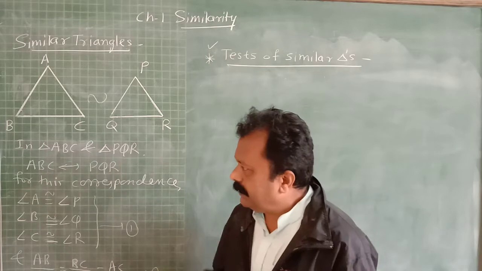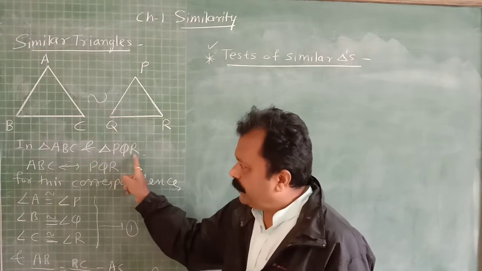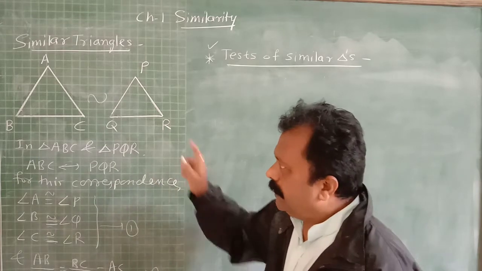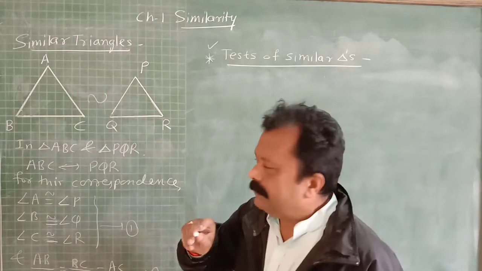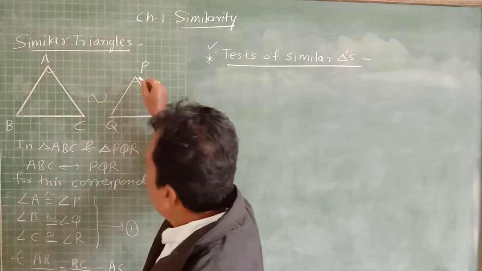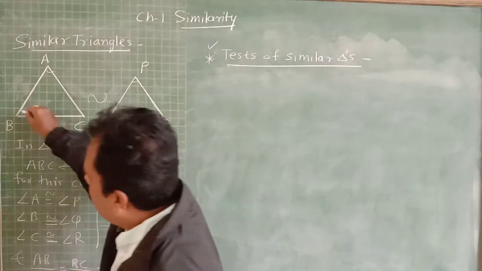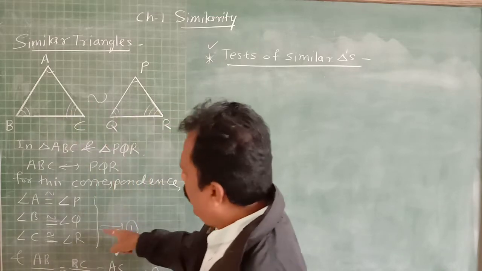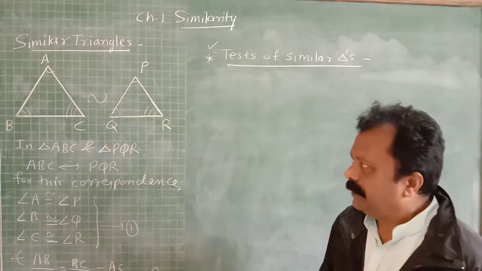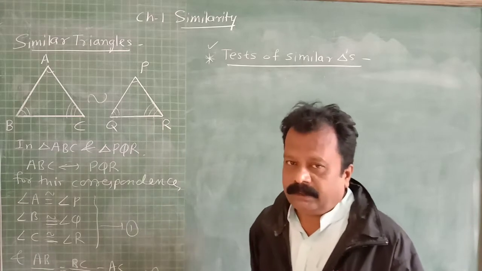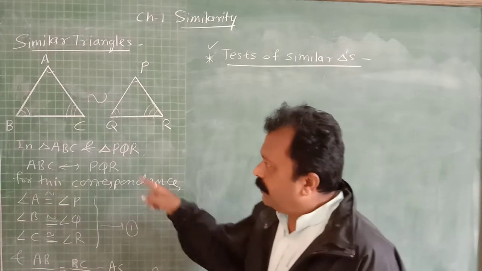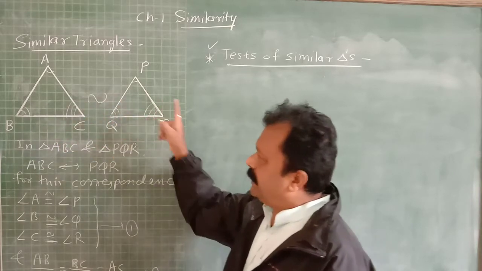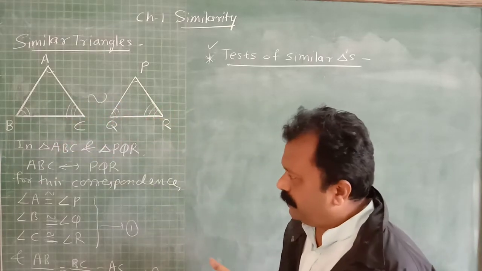Now, how to explain this? In triangle ABC and triangle PQR, ABC corresponds to PQR for this correspondence. Angle A is congruent to angle P. The similar sign indicates congruent parts. Angle B is congruent to angle Q and angle C is congruent to angle R. Call this equation number 1. These corresponding angles of the two triangles are congruent. And now the sides are in proportion: AB upon PQ is equal to BC upon QR is equal to AC upon PR. In the figure I have shown it.